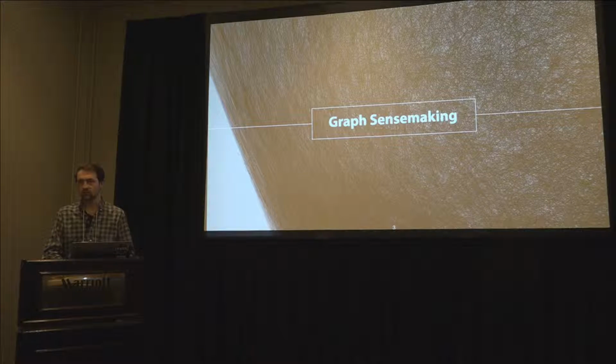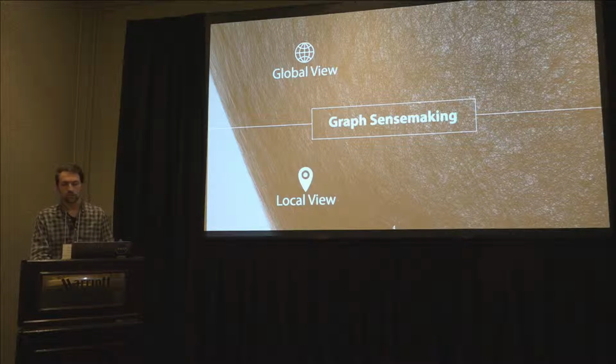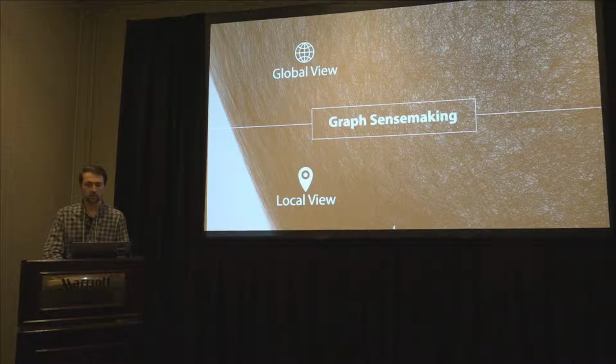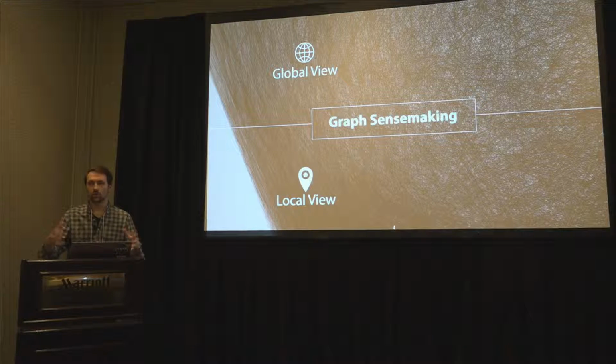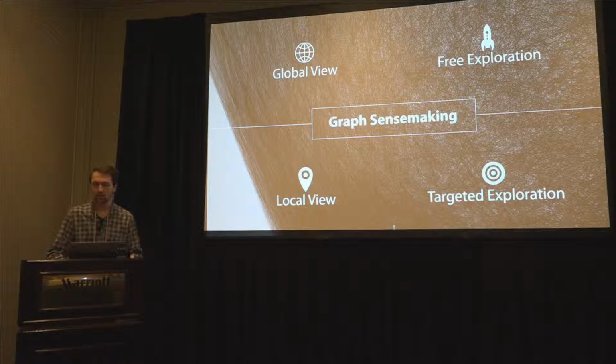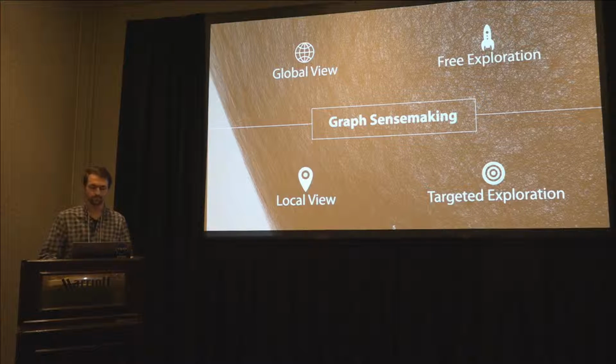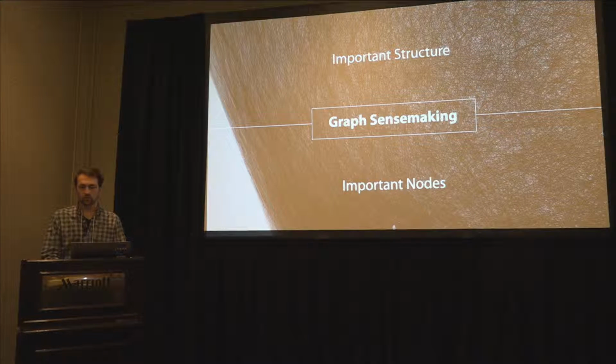A big problem in understanding what's inside of these graphs is this topic called graph sensemaking. When it comes to graph sensemaking, there are two views that people generally look at. One is the global view, where you're looking at the overall structure of the entire graph. Another is the local view, where you're maybe looking at just one node or one edge. And two modes of exploration that go hand in hand here are free exploration, where you're just browsing this big graph, or targeted exploration, when you're looking at one specific node or one edge, like I mentioned earlier.